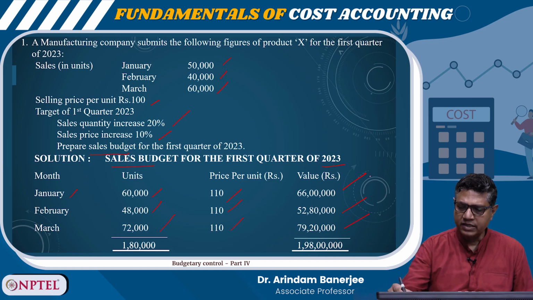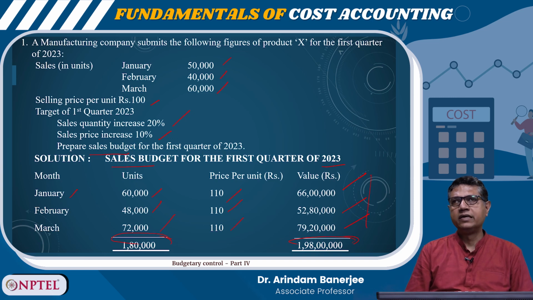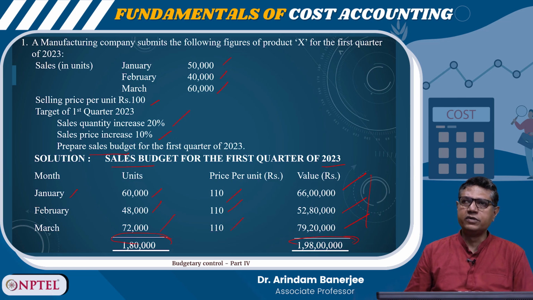If I add all this, I get the total value and total number of units. So, this is the way of preparing the sales budget. Now, what is the purpose of the sales budget? The purpose is to see the projected sales, how much sales we can make in each month, so that we can get an idea of what my projected sales revenue could be. And if there is a difference between the projected sales and the actual sales, then we can dig deeper into the factors that cause it.